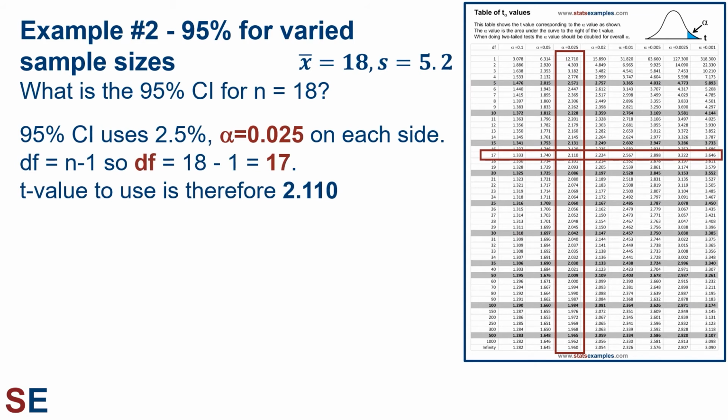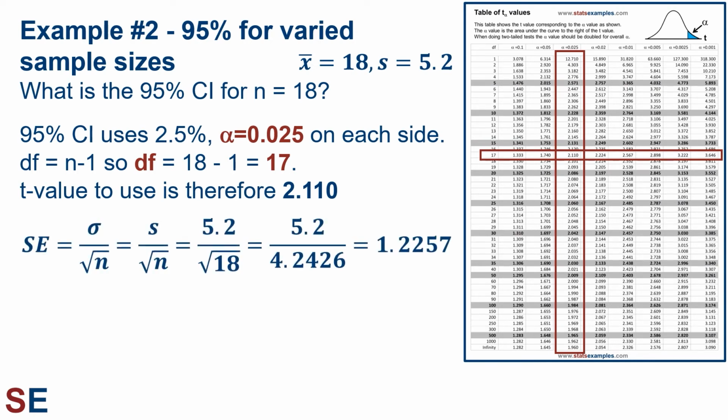The degrees of freedom value is the sample size minus 1, which is now 18 minus 1 equals 17, so we'll use the row that corresponds to degrees of freedom 17. The row and column intersect to provide a t-value of 2.110. Lastly, the standard error, the standard deviation for our sample divided by the square root of our sample size. This is 5.2 divided by the square root of 18, which is 4.2426, to give us 1.2257.